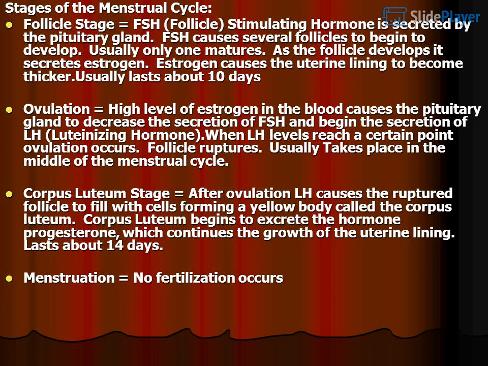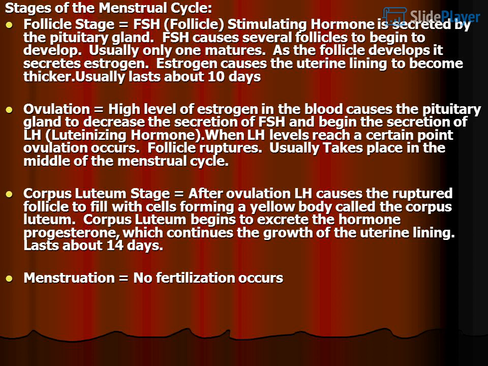This usually lasts about 10 days. Ovulation: a high level of estrogen in the blood causes the pituitary gland to decrease the secretion of FSH and begin the secretion of LH, luteinizing hormone. When LH levels reach a certain point, ovulation occurs. The follicle ruptures. This usually takes place in the middle of the menstrual cycle.